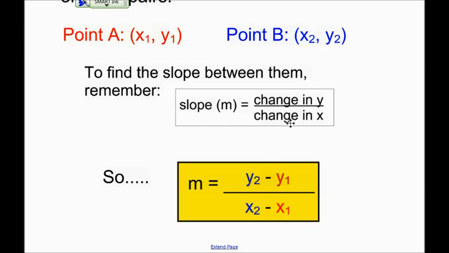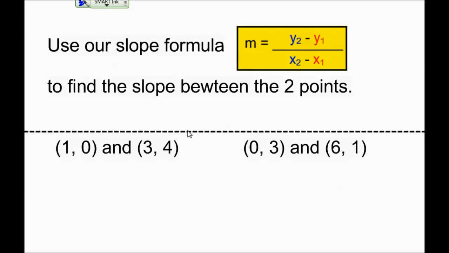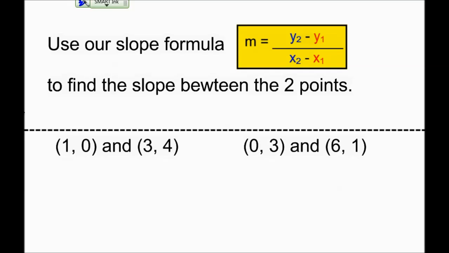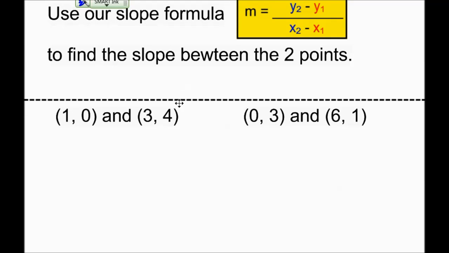And take a note that y2, x2 come first, y1, x1 come second. Now ultimately it doesn't matter, you can have y1 minus y2, x1 minus x2, just make sure they line up. If y2 comes first in the top, then x2 comes first in the bottom. Same thing with y1 and x1. So we're going to use this to find the slope given 2 points. So here's our formula. M equals y2 minus y1 over x2 minus x1. We're going to use that to find the slope between these 2 points.